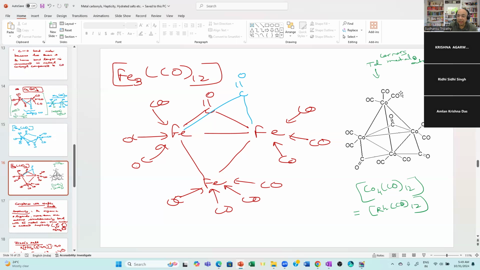But the others are bonded to each other. Each cobalt is bonded to 3 other cobalts. This cobalt, this cobalt, this. That is there. But there is no bridging carbonyl, both in cobalt and rhodium. But iridium has a different one.